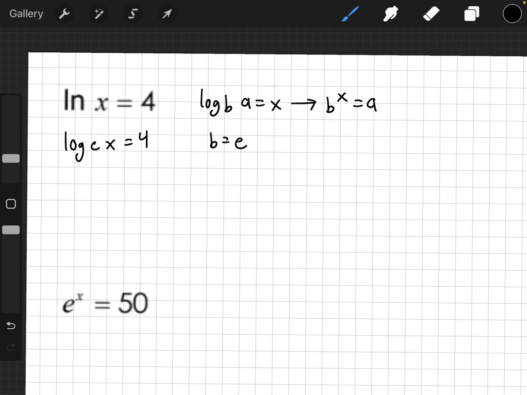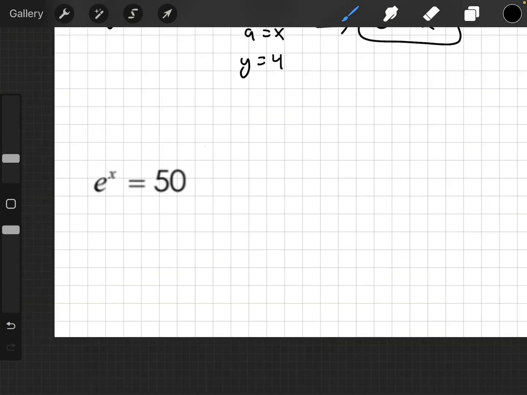So b equals e, a equals x. Actually, let's call the exponent y for now to avoid confusion. So e to the power of y, where a equals x and y equals 4. We'll change it to e to the power of 4 equals x. Next, e to the power of x equals 50.